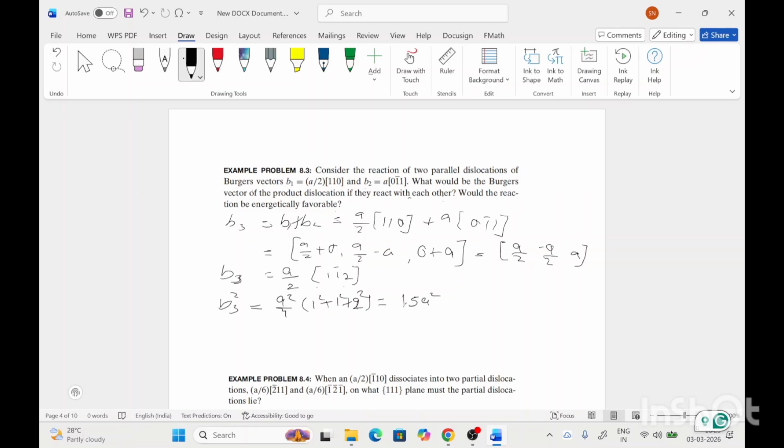And if we take b1 and b2, so b1 square plus b2 square will be a square by 4, 1 square plus 1 square plus a square by 4, 1 square plus 0. So this will be a square by 2, a square by 2, so this will be a square. So the energy before reaction is less than after addition. So this reaction is not energetically favorable.